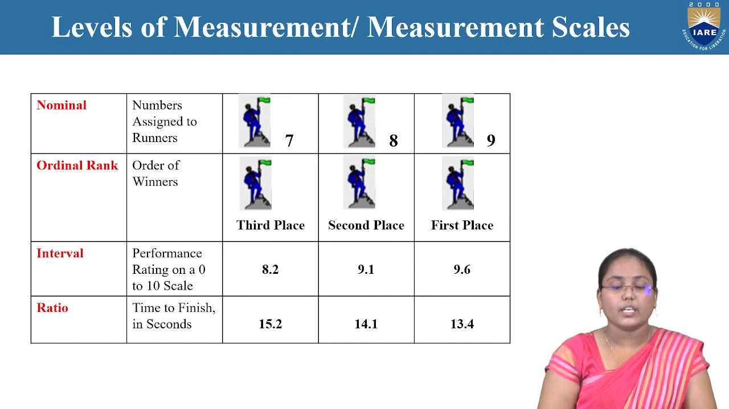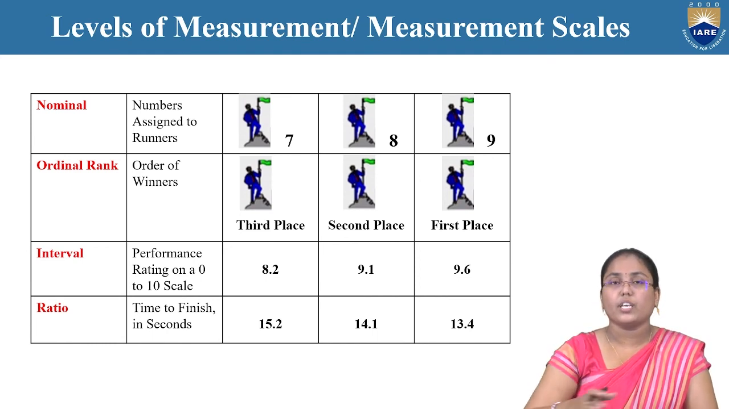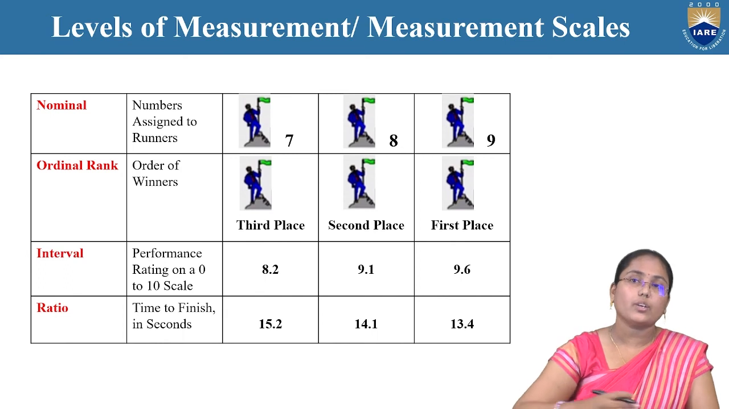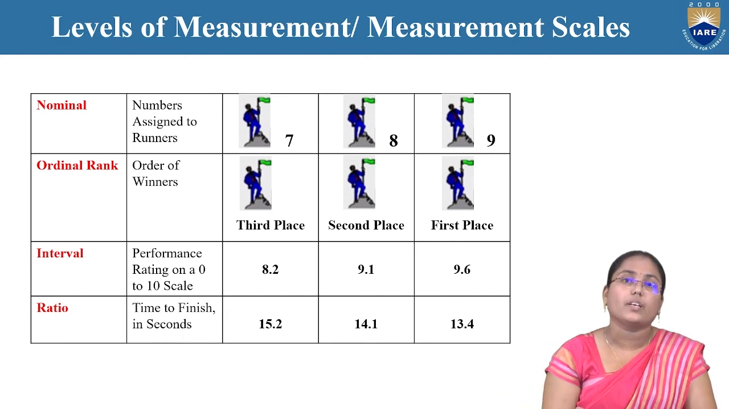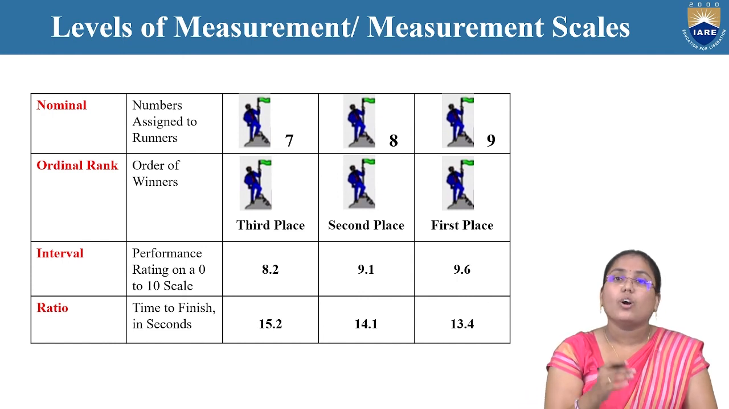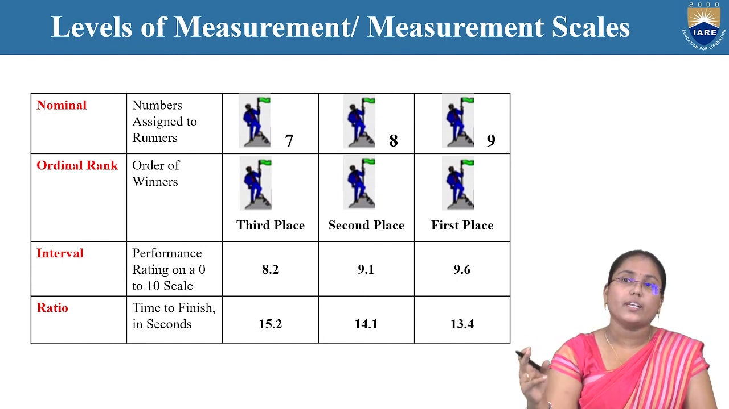Then the next one is the interval scale, or equal interval, we can say. Here the performance rating is on a 0 to 10 scale. On the scale of 0 to 10, how am I going to validate the 9th player, the 8th player and the 7th player? On a scale of 0 to 10, I'm validating the first as 9.6, here I'm giving 9.1, and here I'm giving 8.2.